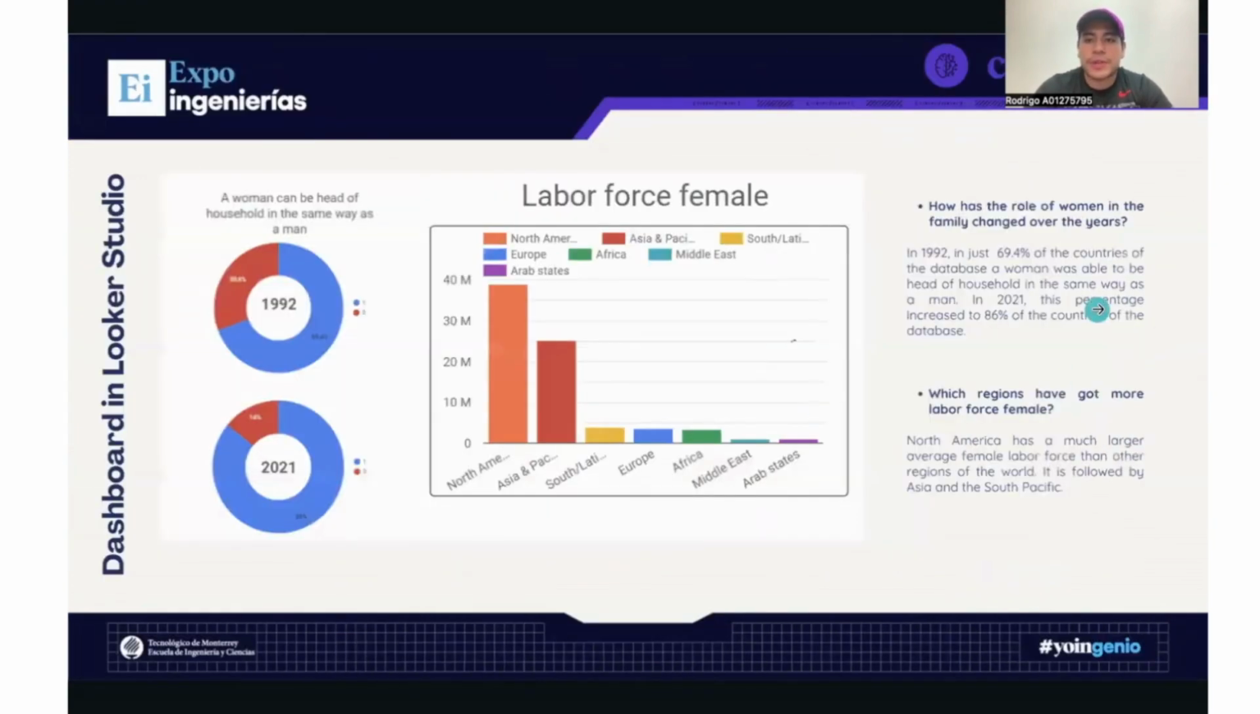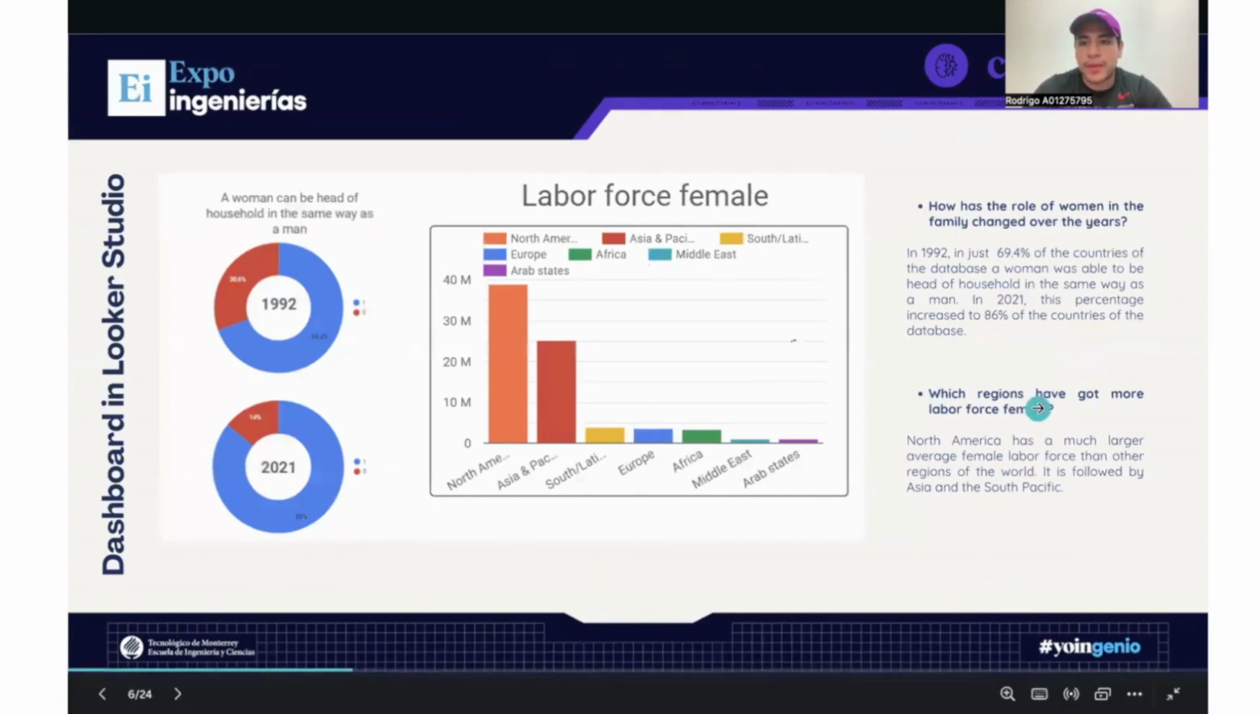And the other two questions: how has the role of women in the family changed over the years? As we can see in the whole database, in 1992, only 69.5% of the countries said yes, that a woman is able to have a household. And in 2022, this percentage increased to 86% of the countries.